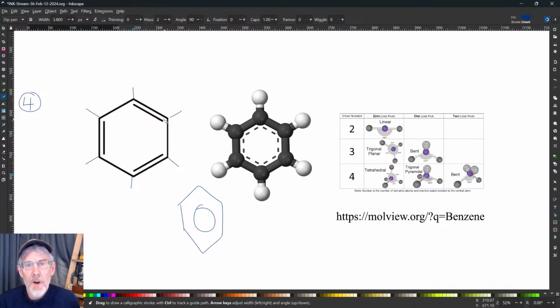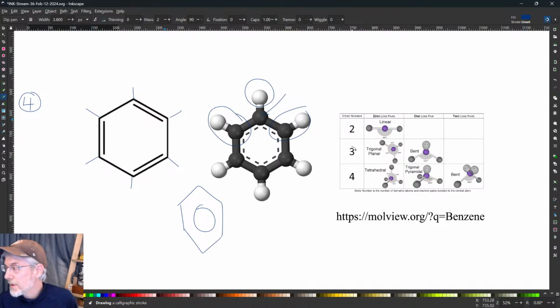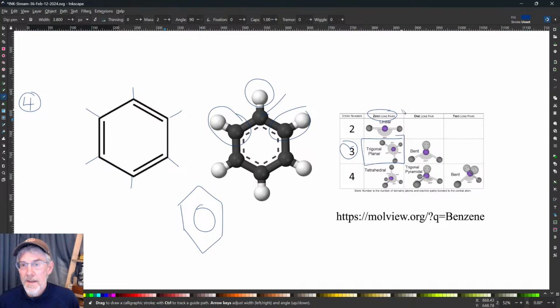But if we just look at this carbon here, let's look at this one right here. It has 1, 2, 3 things and no lone pairs. So steric number is 3, no lone pairs. We get that trigonal planar again. So if they're all trigonal planar, benzene should be flat, shouldn't it? Let's take a look and see if we can see that.